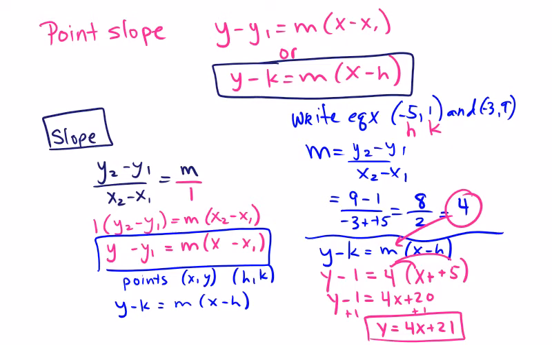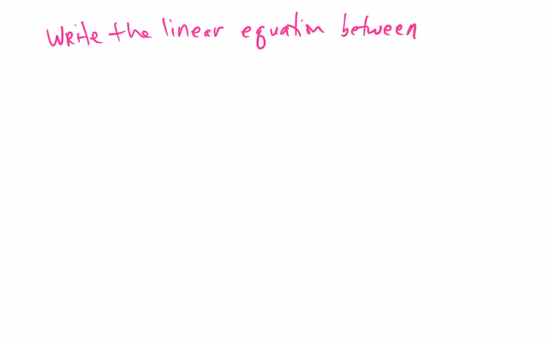Now, I want you to try one. So using either formula, I want you to write the linear equation between, let's go with negative 4, 6 and 2, negative 6.